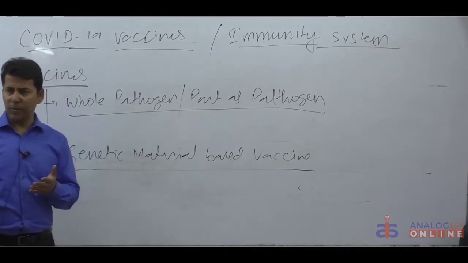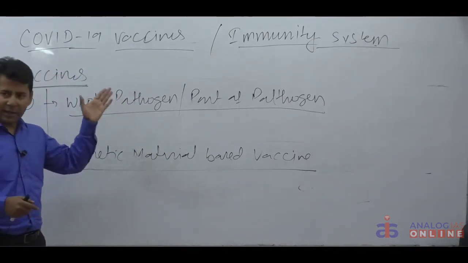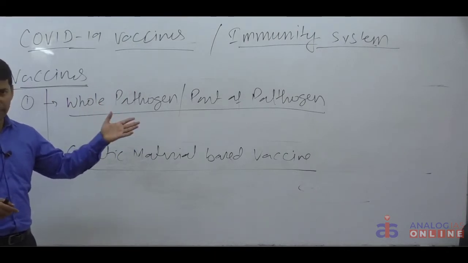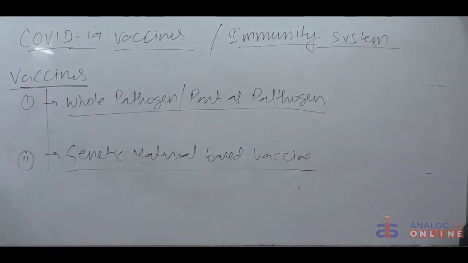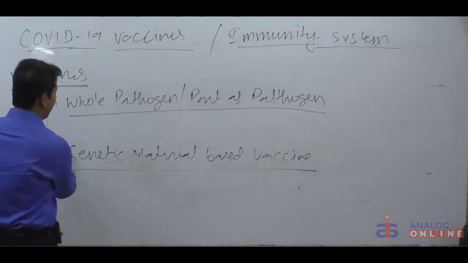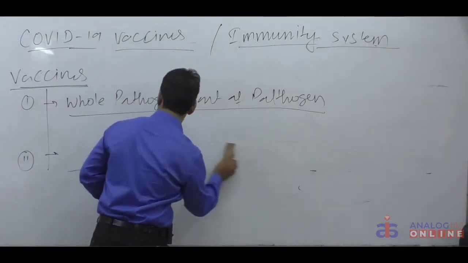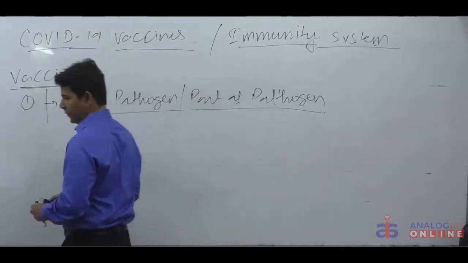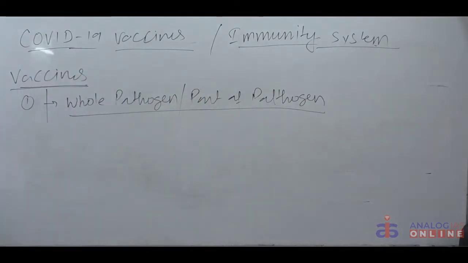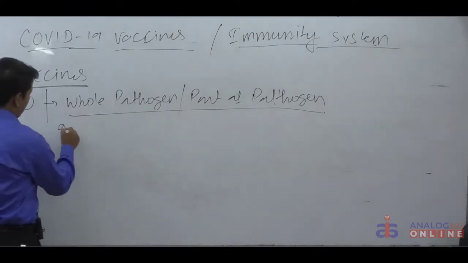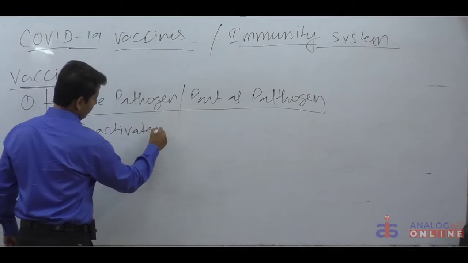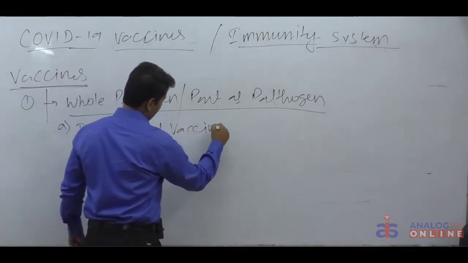In both of the conditions, what will happen? The body's immune system will recognize this spike protein and then the antibody will be formed, right? We'll talk one by one. So, whole pathogen and part of pathogen. There we have a few approaches. One is called inactivated vaccine.